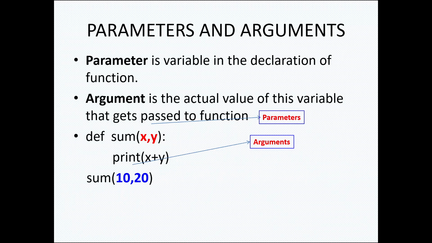Next, parameters and arguments. A parameter is a variable in the declaration of the function. An argument is the actual value. We pass this actual value in the function call. An argument is the actual value of this variable that gets passed to the function. In this example, in the function sum, x and y are parameters, 10 and 20 are arguments.